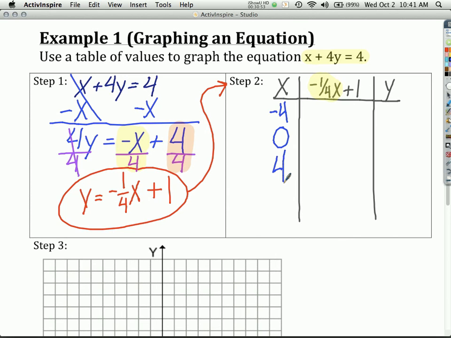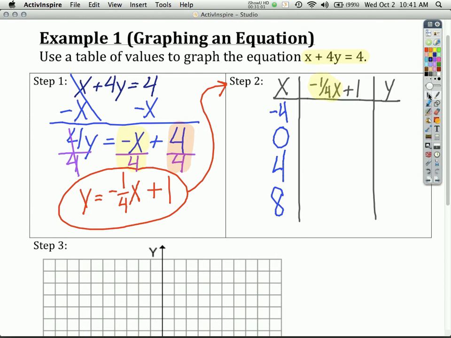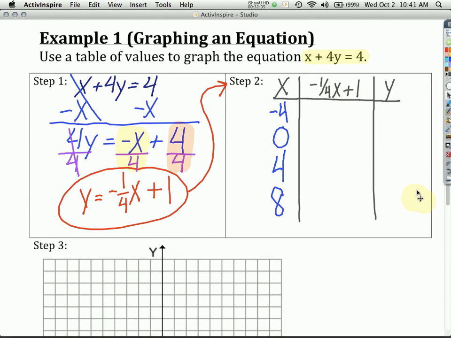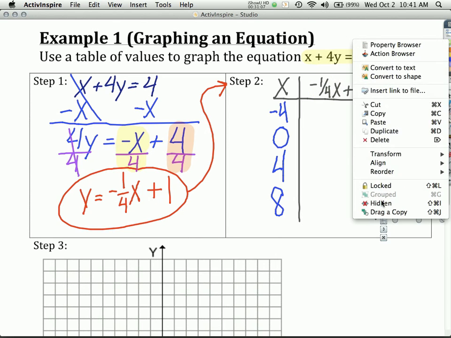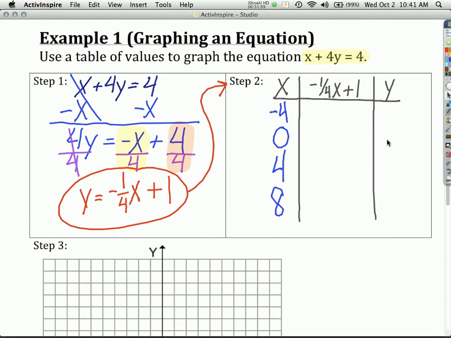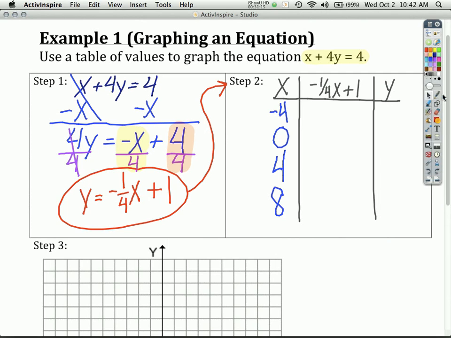And then what would be the next logical one? Alicia? 8. And so if you just notice that the denominator here is 4, that can guide you on what numbers to choose to make your life easier. This is something I expect you to be able to do. So now let's go ahead and plug in everything and find the output values.